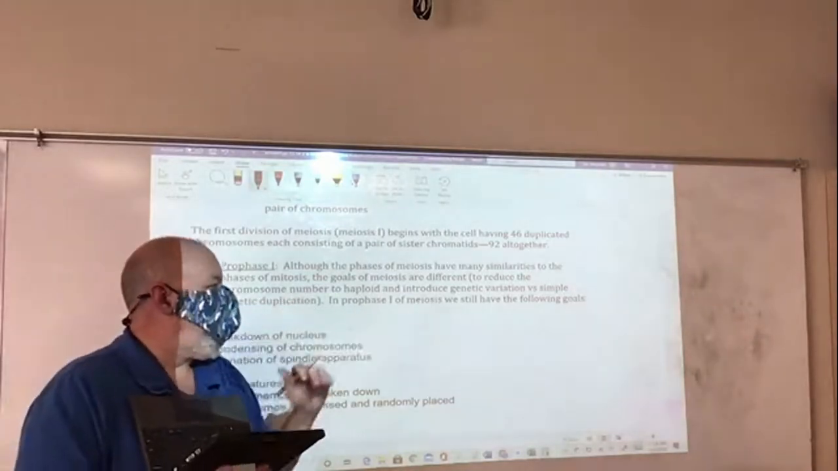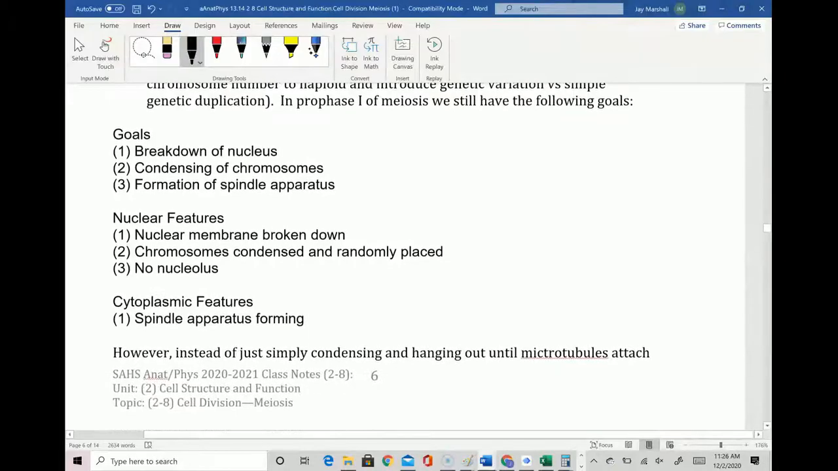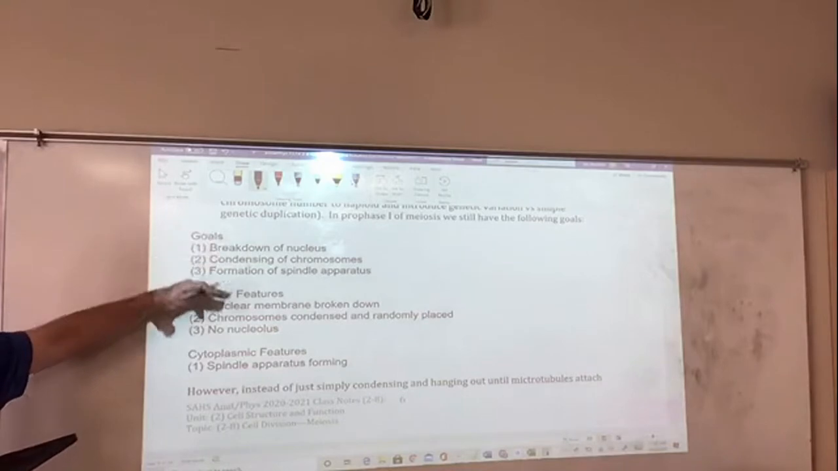So in prophase 1, we still have the following goals when we're looking at it microscopically. I've got to break down the nucleus. All of my chromosomes are attached to the nuclear membrane. I have to get rid of the nuclear membrane. I also need to get rid of my nucleolus. I can't make proteins during meiosis because my chromosomes are condensed, so there's no reason to have the ribosome factory. The ribosome factory is the nucleolus. So I get rid of the nucleolus, I get rid of the nuclear membrane because I have to.